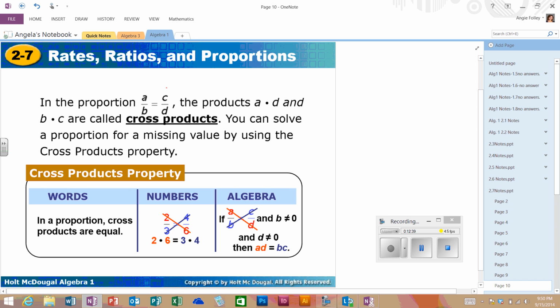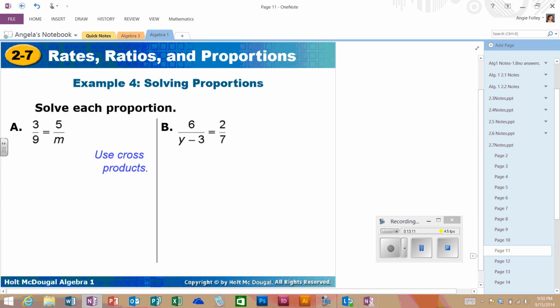All right, in this section, we're going to talk about solving proportions using the cross product property. In the proportion A over B equals C over D, the products A times D and B times C are called cross products. You can solve a proportion for a missing value by using cross products. You can only solve proportions this way when I have an equal sign in the middle. So I can multiply things diagonally and set them equal to each other only when I have an equal sign in the middle.